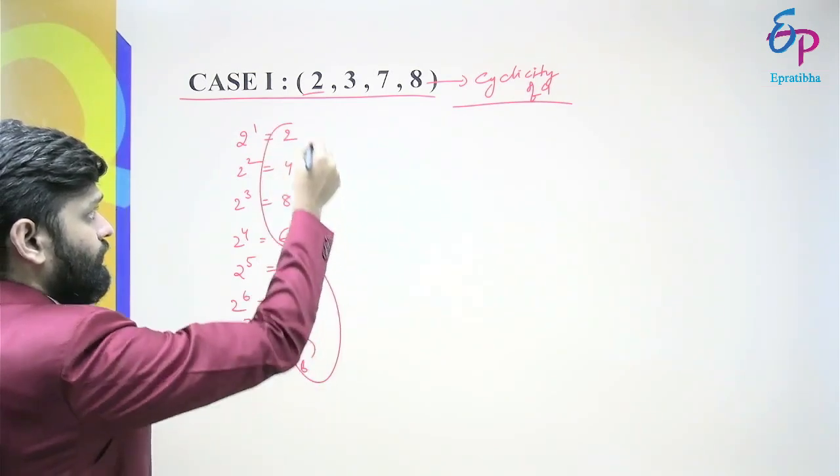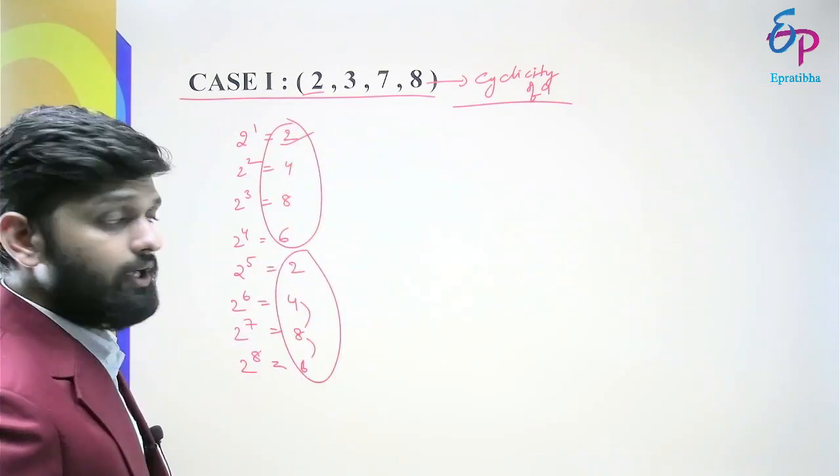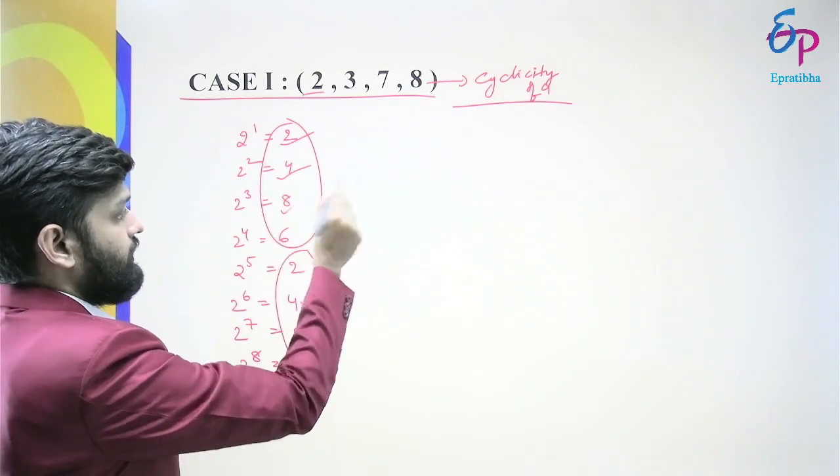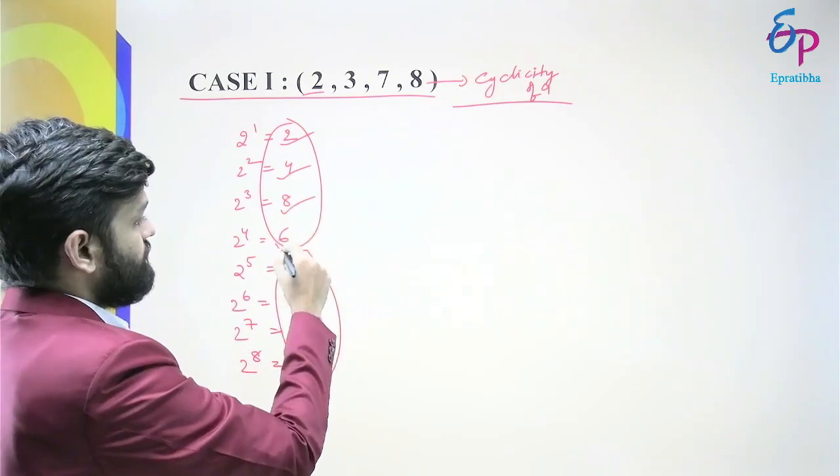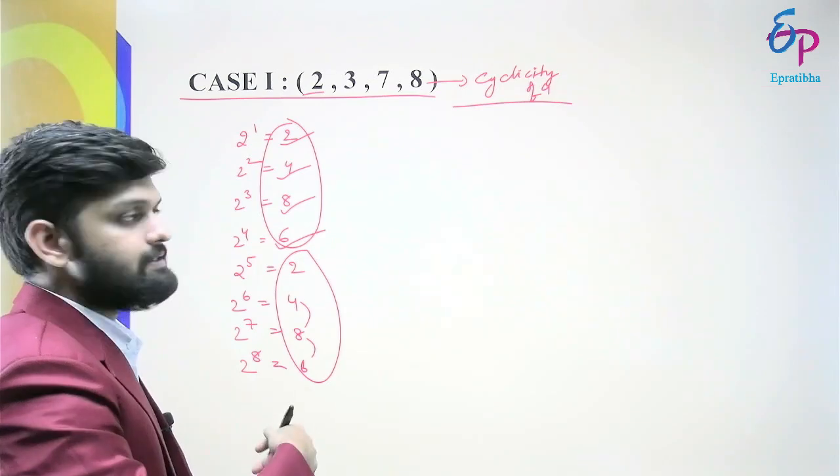If the remainder is 1, it is 2. If the remainder is 2, it is 4. If the remainder is 3, it is 8. If the remainder is 0, then it is 6.